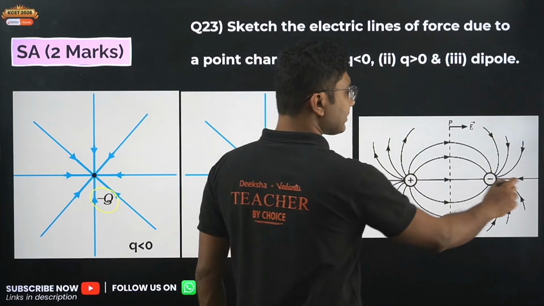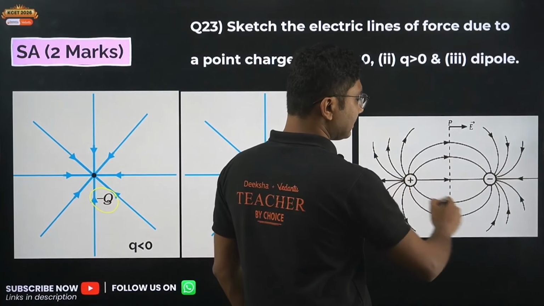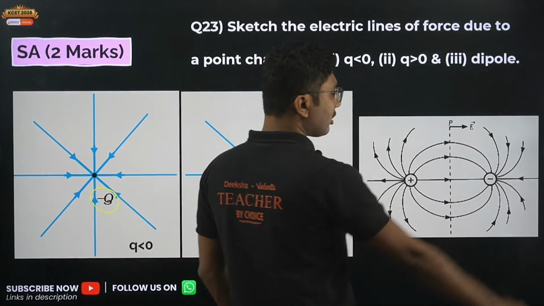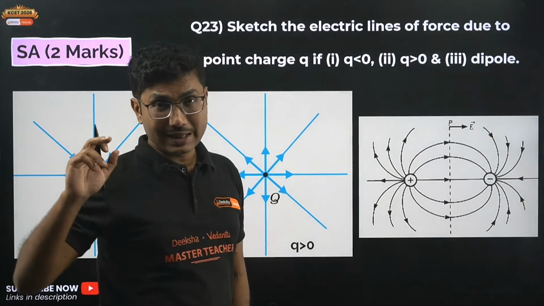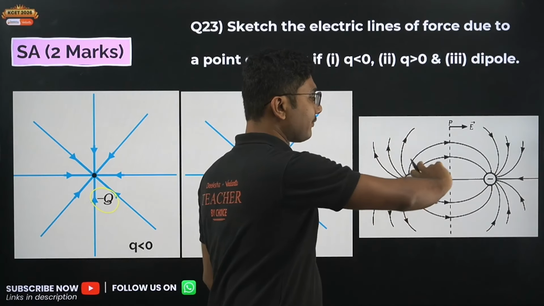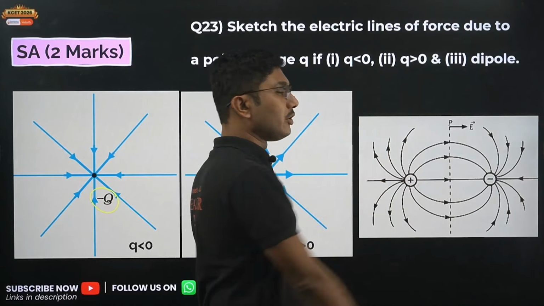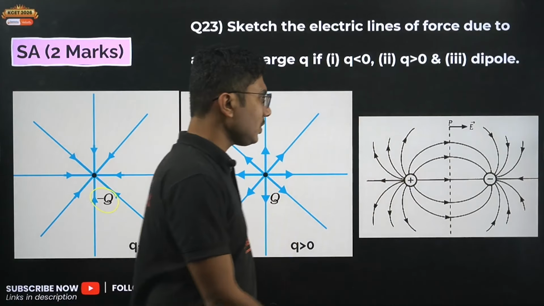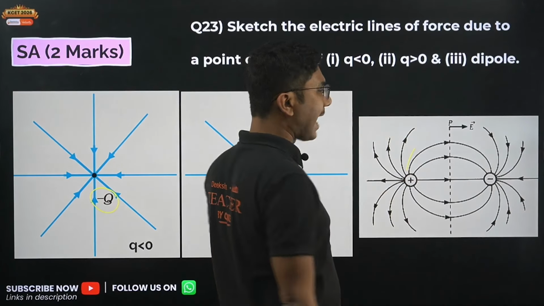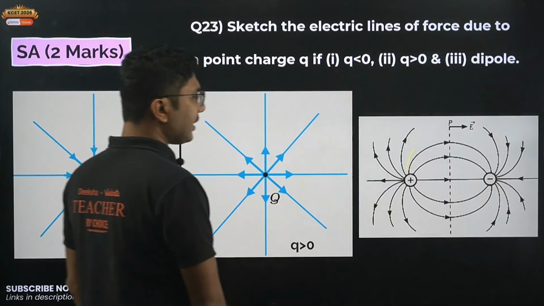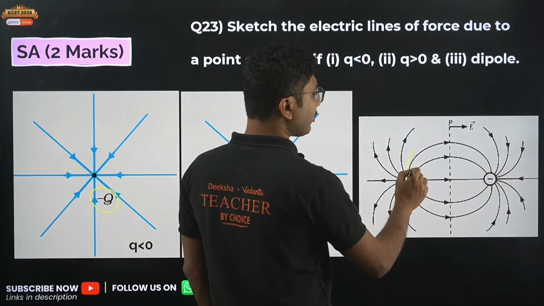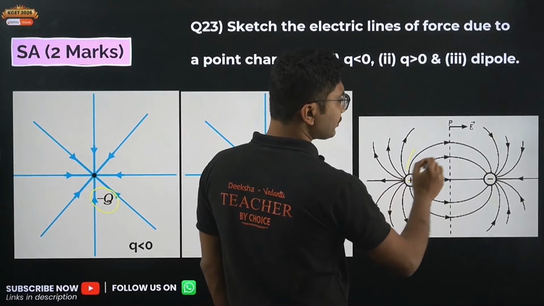So this will be a straight line, but the remaining lines you have to draw using your hands, because even if you are using a compass or scale, that will not be perfect, by the way. These lines will not be circular. And you have to draw using your hands. Practice once or twice, it will be easy. Field lines will exit from positive and they will close at negative.